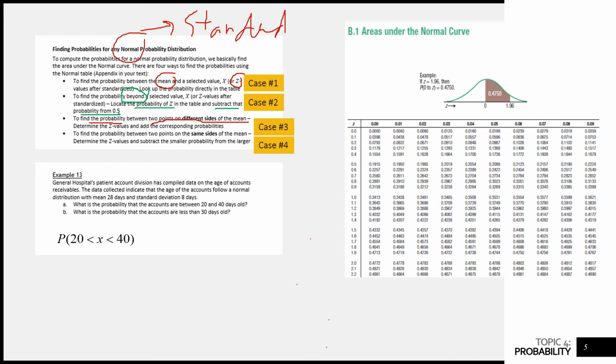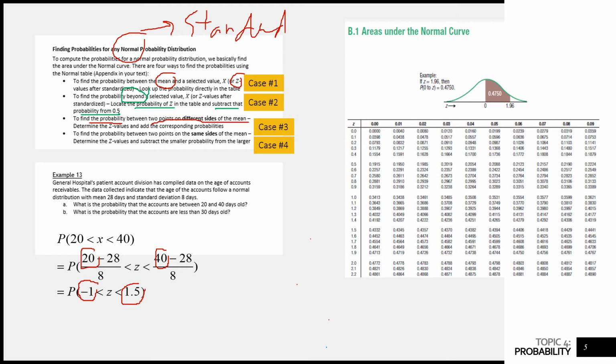In the first step, you need to standardize 20 and 40 to make them become z. So how do you do that? We apply the standardizing formula. X, which is 20, minus the mean, which is 28, over standard deviation 8. Here, remember, 40 is also x. You've got two x here, 20 and 40. So you need to convert both 20 and 40 to become z. Once you've converted it, you get minus 1 and 1.5.